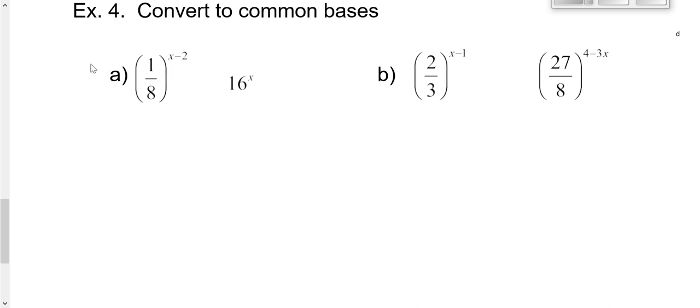Alright, so for this one, for 1/8, can I write that as 1 over 2 raised to the power of 3?